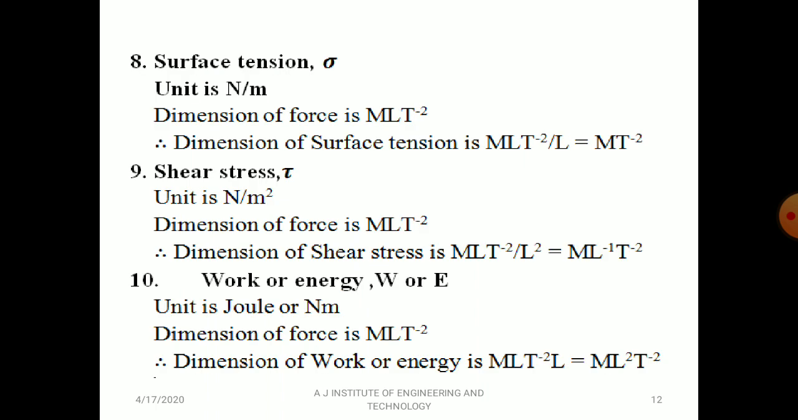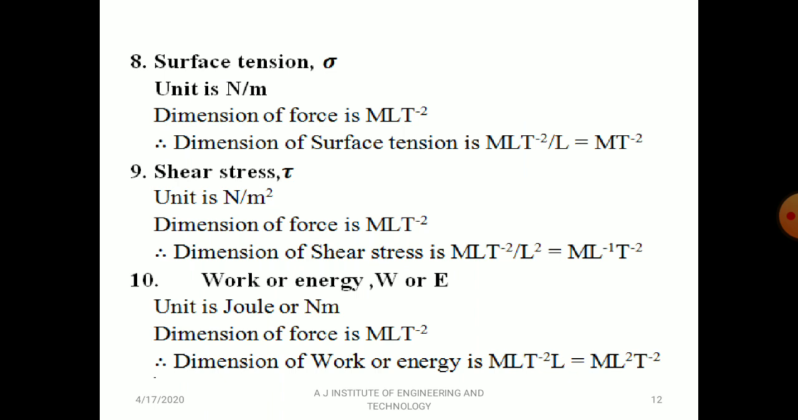Next, surface tension sigma. First we have to know what is surface tension. Surface tension is the force acting per unit length. So unit becomes Newton per meter, because force has unit Newton, and per length means length as unit meter. So Newton per meter is the unit for surface tension. Dimension of force, as we all know, is M into L into T to the power minus 2. Therefore dimension of surface tension is M into L into T to the power minus 2 divided by L, because Newton per meter. So it becomes M into T to the power minus 2.